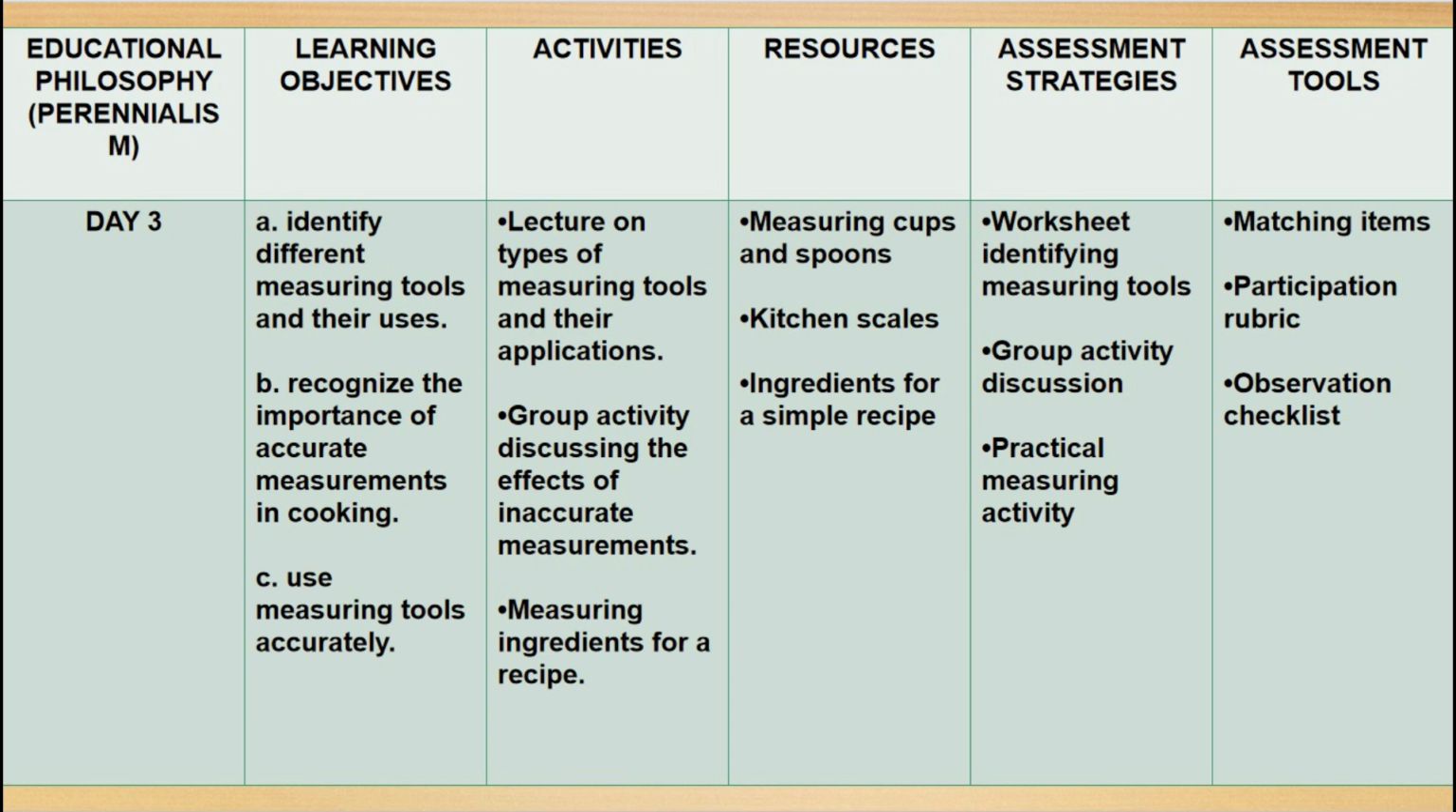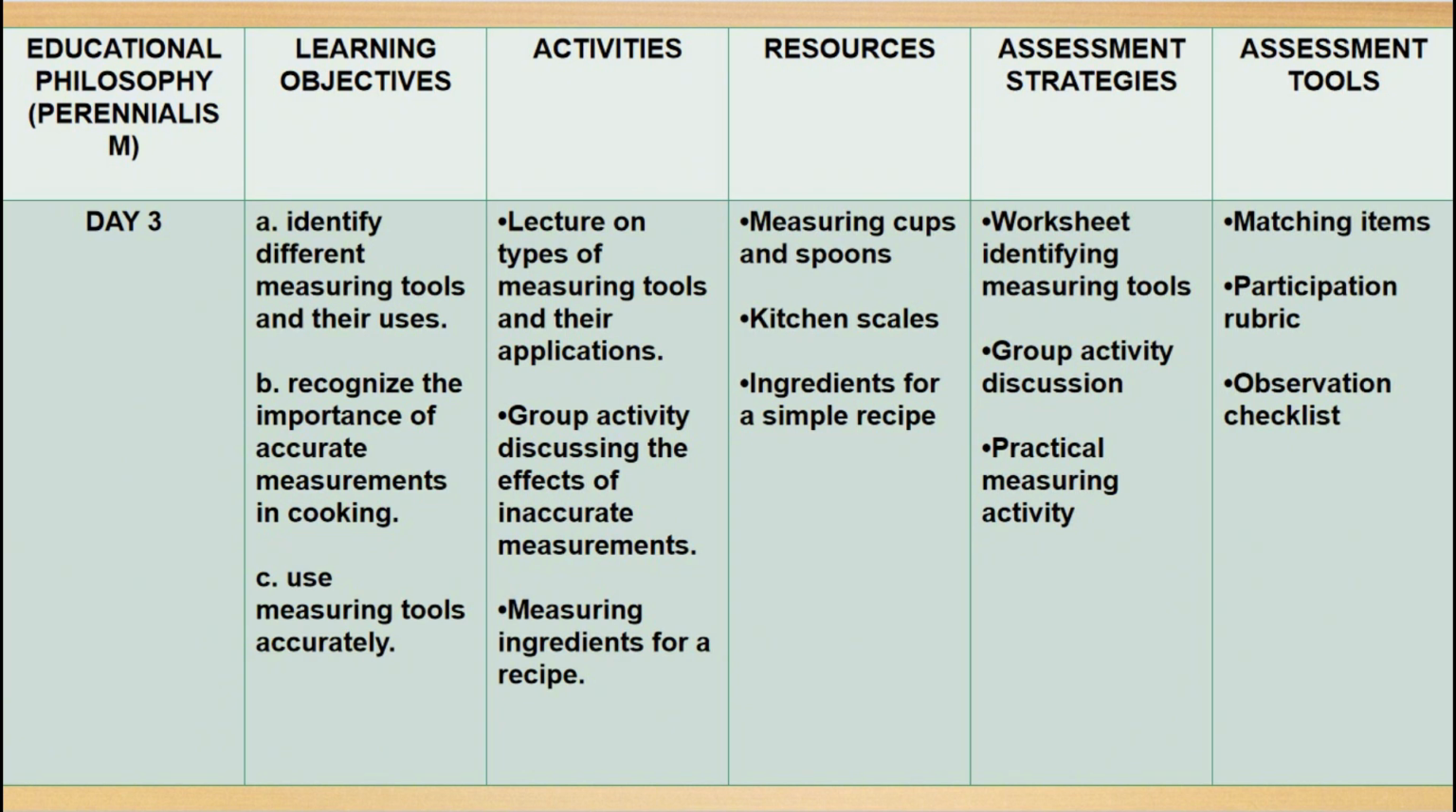measurement accuracy. Then in psychomotor, which is observation checklist, the description is a checklist used by the instructor to observe and record student performance during the measuring activity. These tools measure student accuracy and proficiency in using measuring tools. Example of psychomotor: the criteria might include accurately measures ingredients, uses correct measuring tools, and follow measurement instruction.